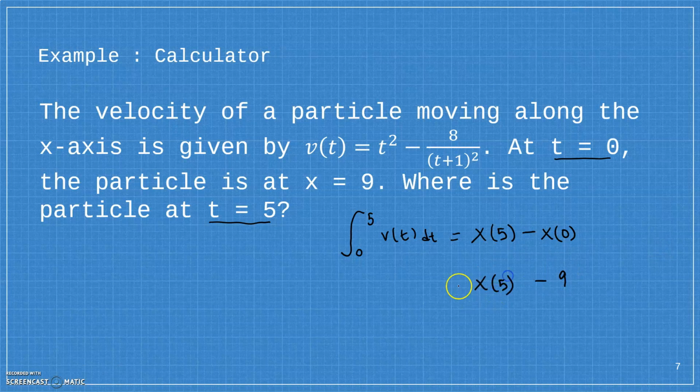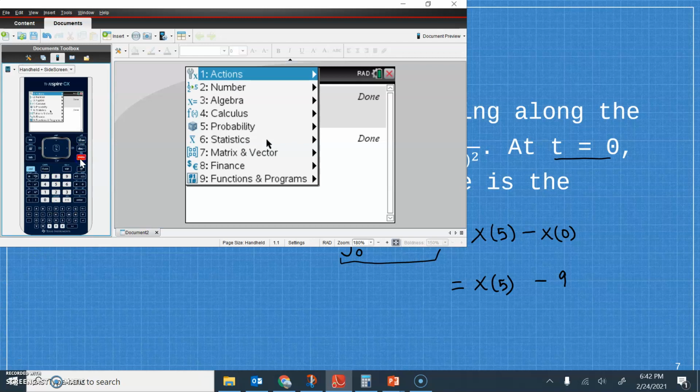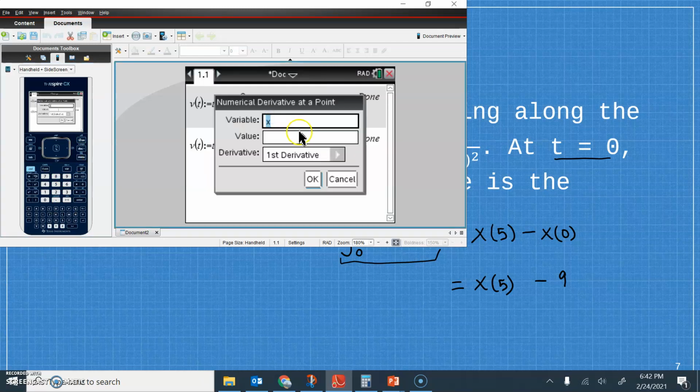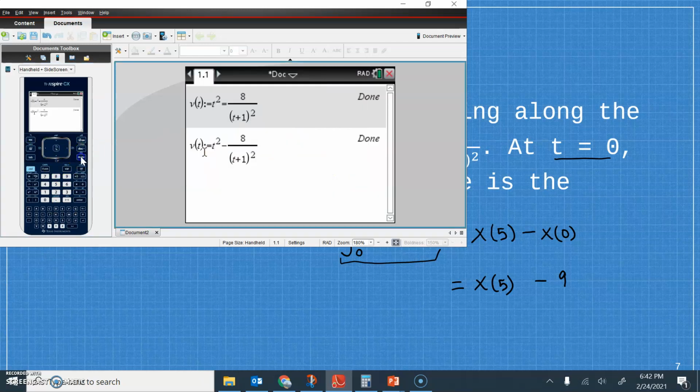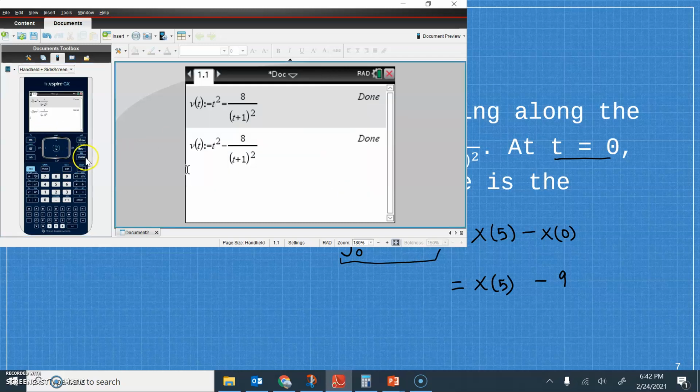So I'm going to solve for x of 5, but I'm going to take this integral on my calculator. I have that function defined on my calculator as v of t. So I'm going to go menu, calculus. Oops, I accidentally hit it twice. Menu, calculus, and I did it again.